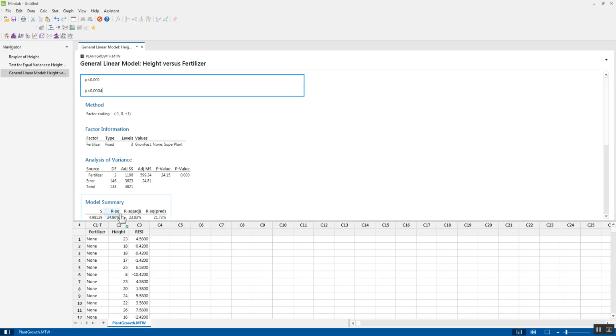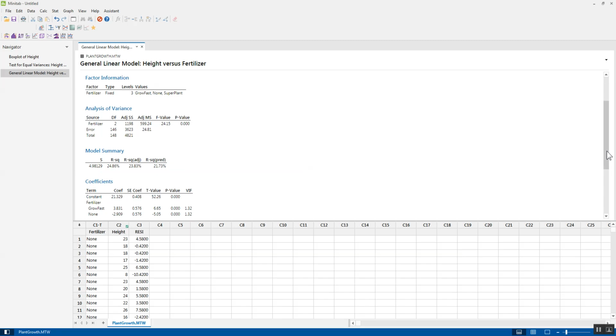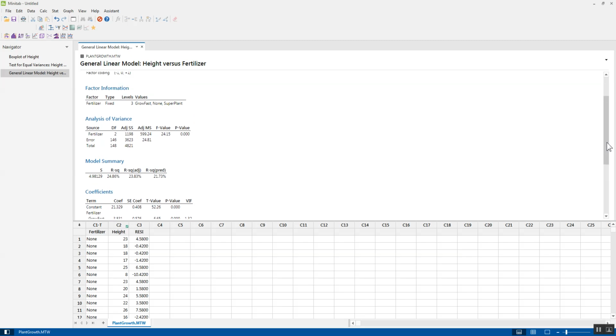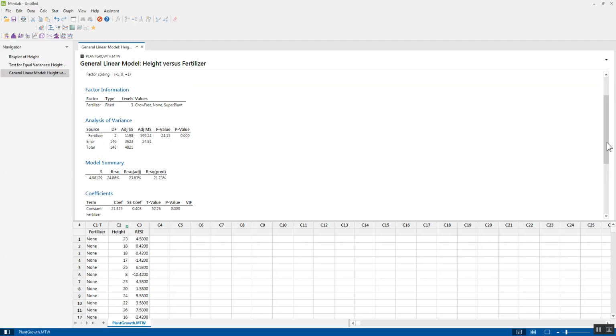R squared tells me the proportion of the variability in plant height that is explained by variability in the 3 different fertilizers. And we've got just about a quarter of the variability. So there's quite a bit more going on in this data. There's quite a bit of variability within the plant heights within each factor as well as between factors. So we still have not yet got our post hoc test to tell us which fertilizer is significantly different from which.